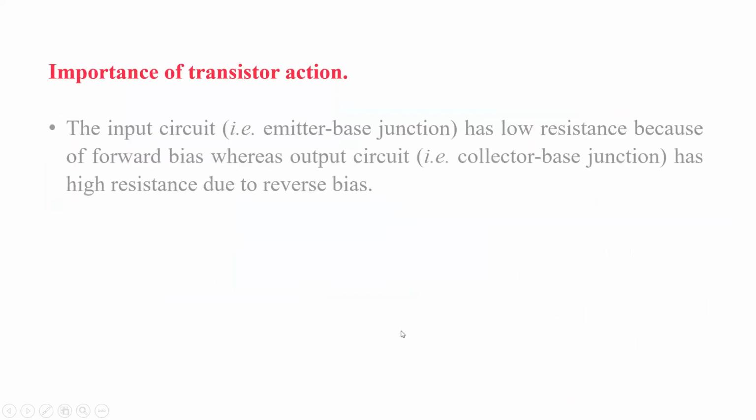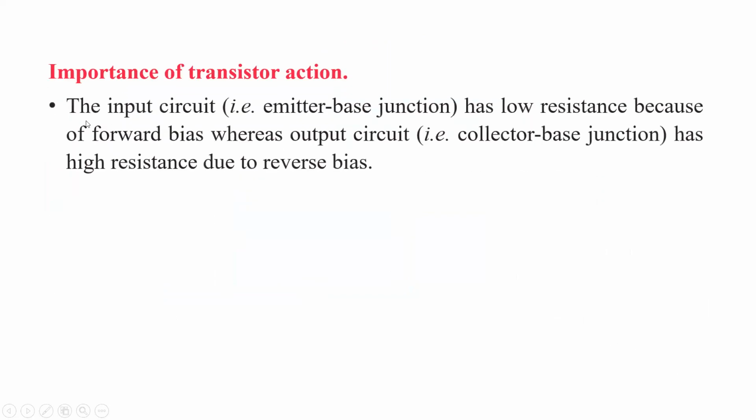So, the importance of the transistor action. Basically, in a transistor, the emitter-base junction is forward biased. Because of that, it offers very low resistance for the input. So basically, the emitter is the input and the collector-base junction is the output. The collector-base junction is reverse biased, so it offers very high resistance.